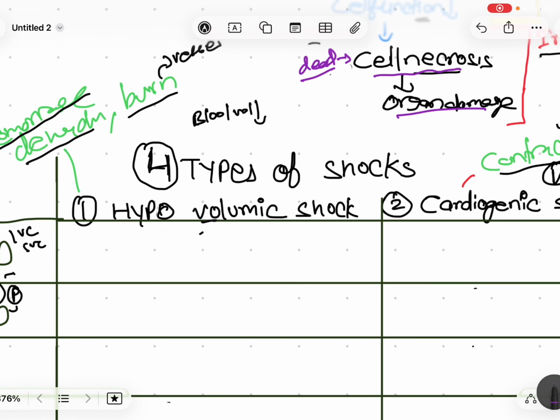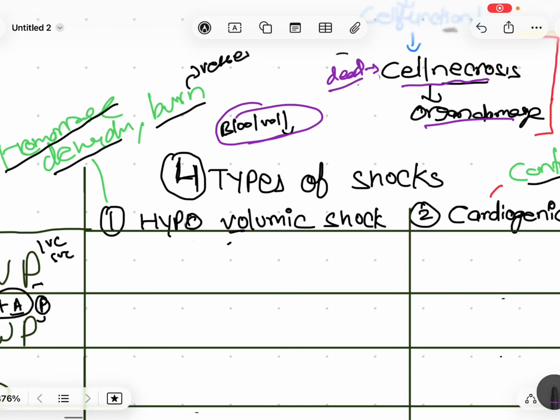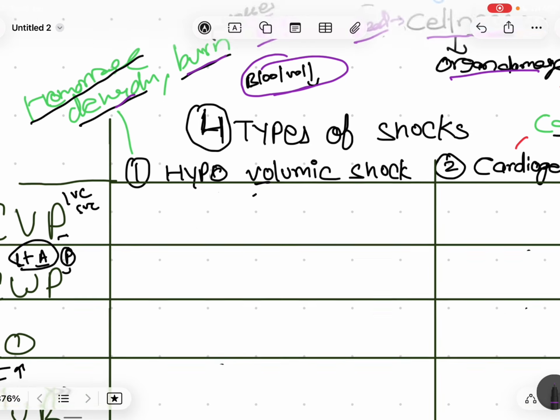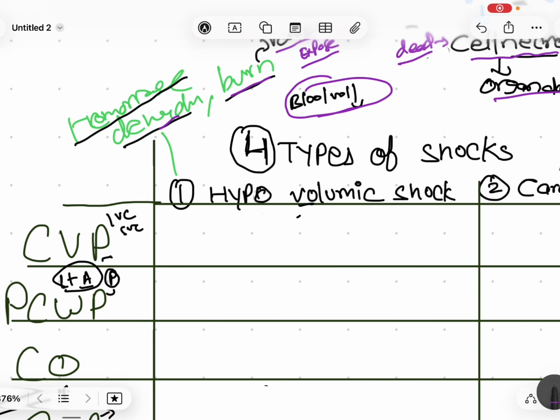Hypovolumic shock means volume loss, blood volume loss. Here is written blood volume loss. It can be caused due to hemorrhage, dehydration, burn. In burning, what happens? The vessel gets exposed to the environment. So if we look, what happened?